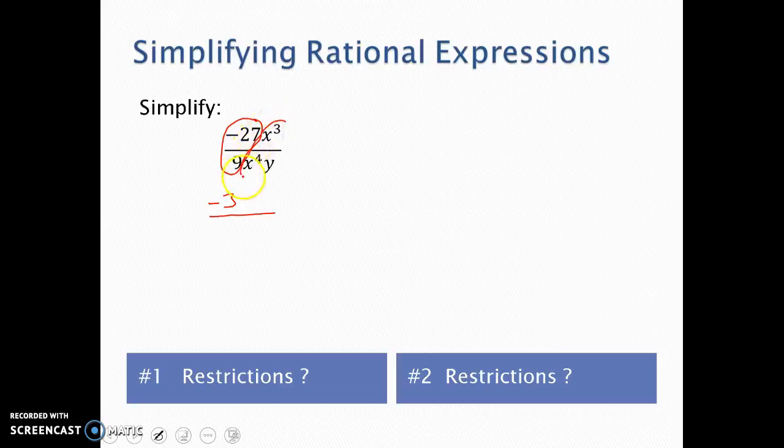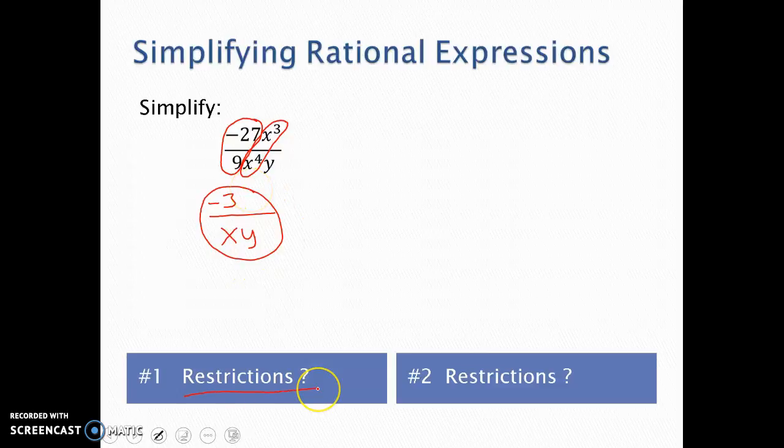Then if I take a look at my x's, I have 3 x's on top, 4 on the bottom. So the 3 on the top will wipe out 3 on the bottom, and I'll have 1 x on the bottom along with 1 y. So this just simplifies to negative 3 over xy.